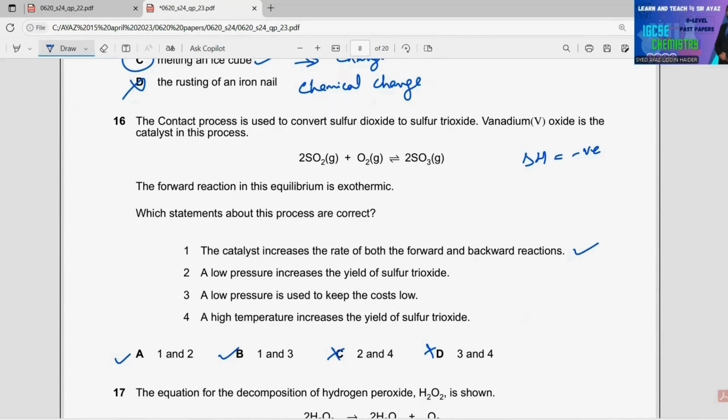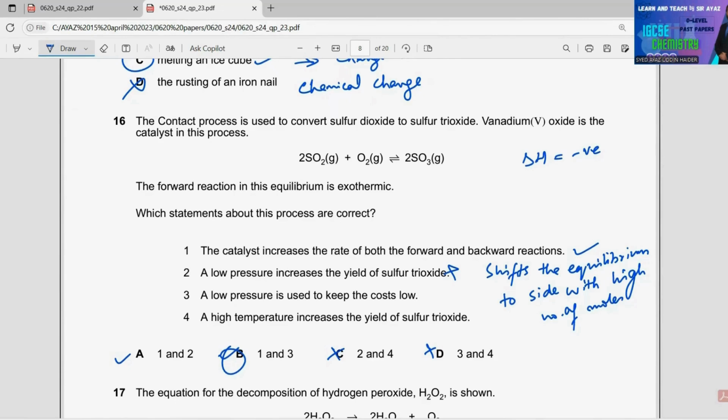Number 2, a low pressure increases the yield of sulfur trioxide. Now, if you decrease the pressure, what will happen? It will shift the equilibrium to the side with higher number of moles. So it definitely does not increase the yield of sulfur trioxide. This is incorrect. So if 2 is incorrect, B must be the right answer in this case.